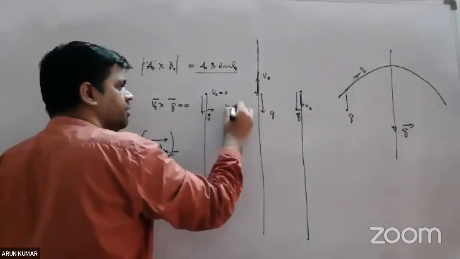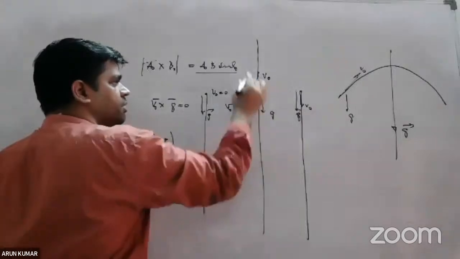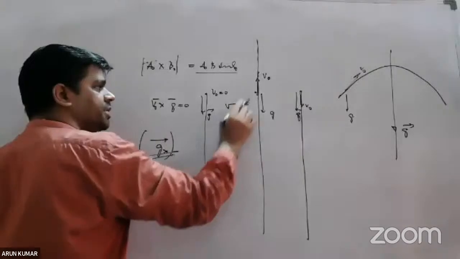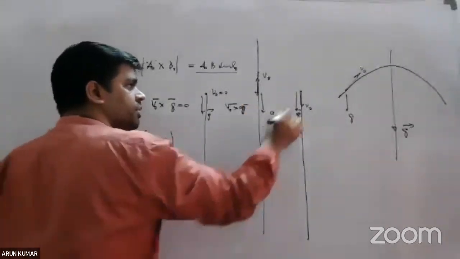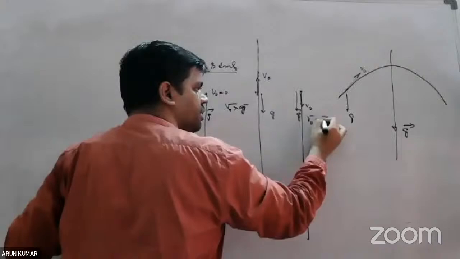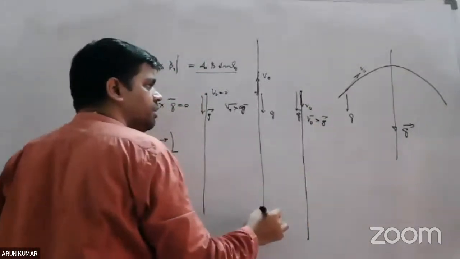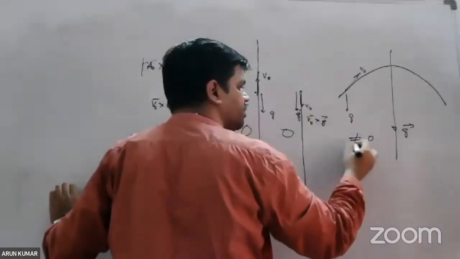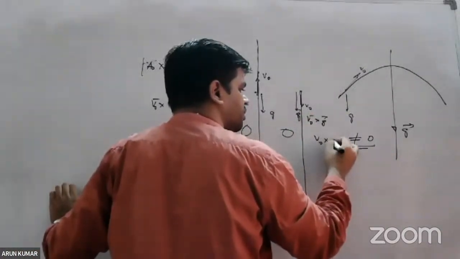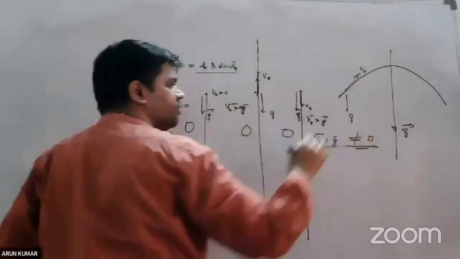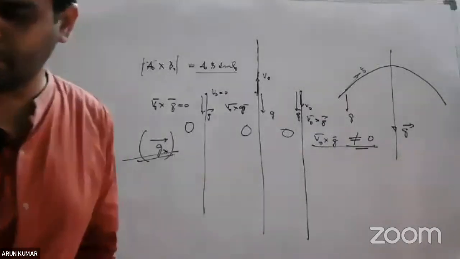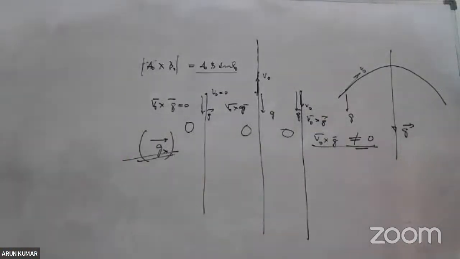What is the cross product here? v naught cross g bar? Sin 180. What is sin 180? 0 again. So v naught cross g bar is again 0 here. 0, 0, 0. And what about here? It is non-zero. In this case it is non-zero. Alright. Why, sir? Did everyone understand this point? Sir, I didn't understand a cross b.